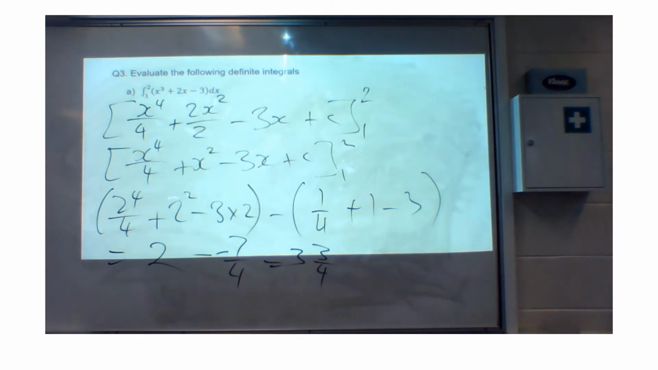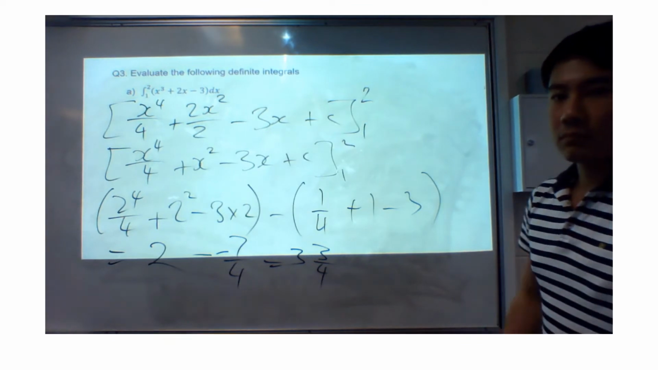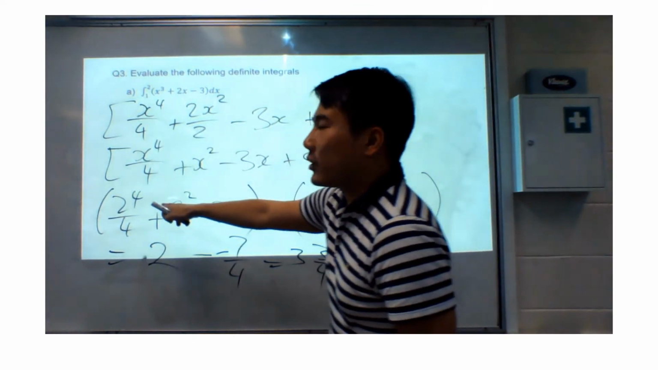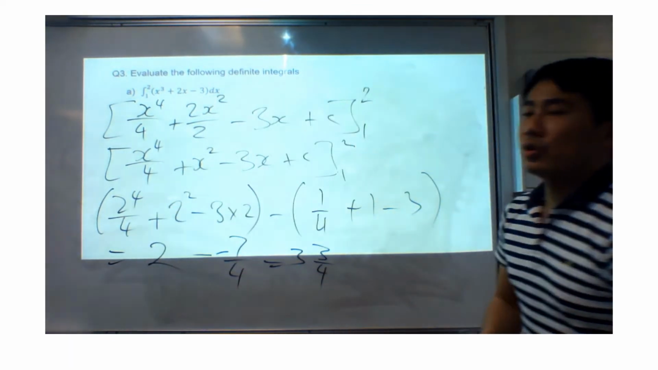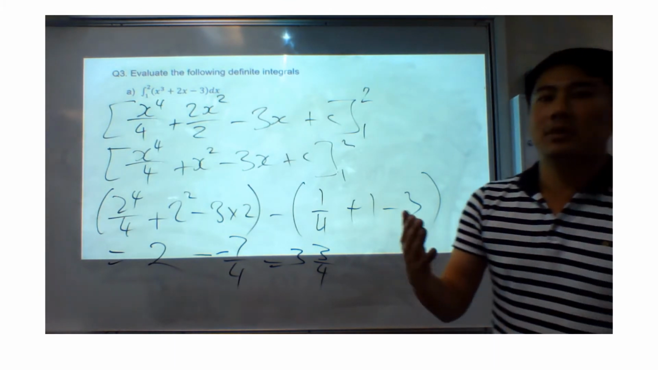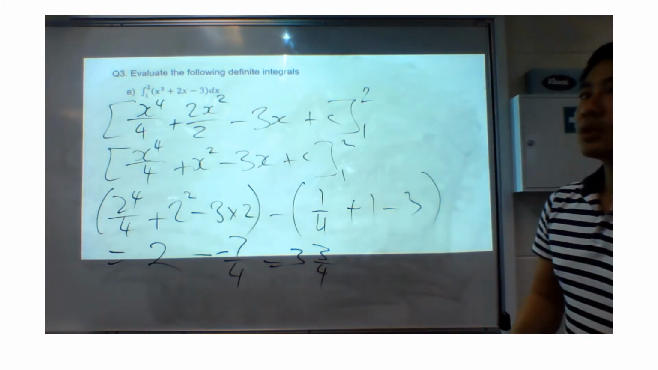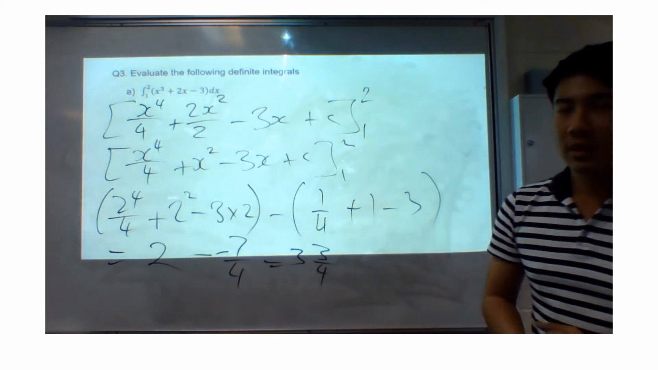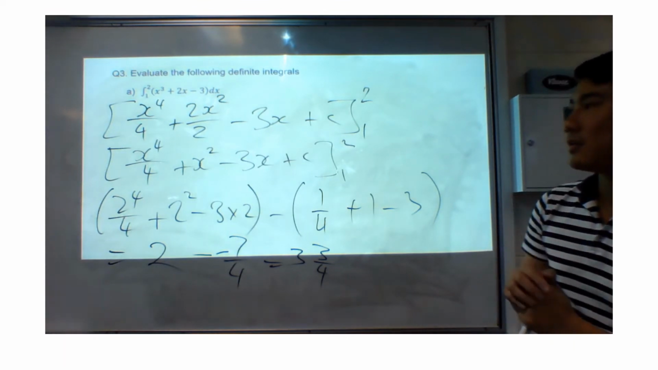Okay? That's how you do it. Again, don't make silly errors here. 2 to the power 4 is not 2 times 4. It's 2 times 2 times 2 times 2. Okay, please don't make these year 7 mistakes.